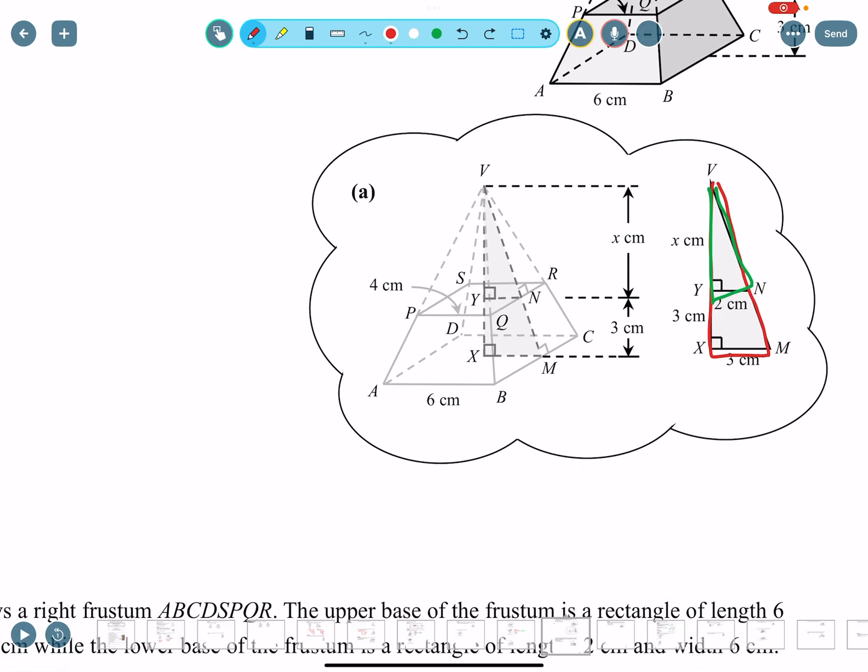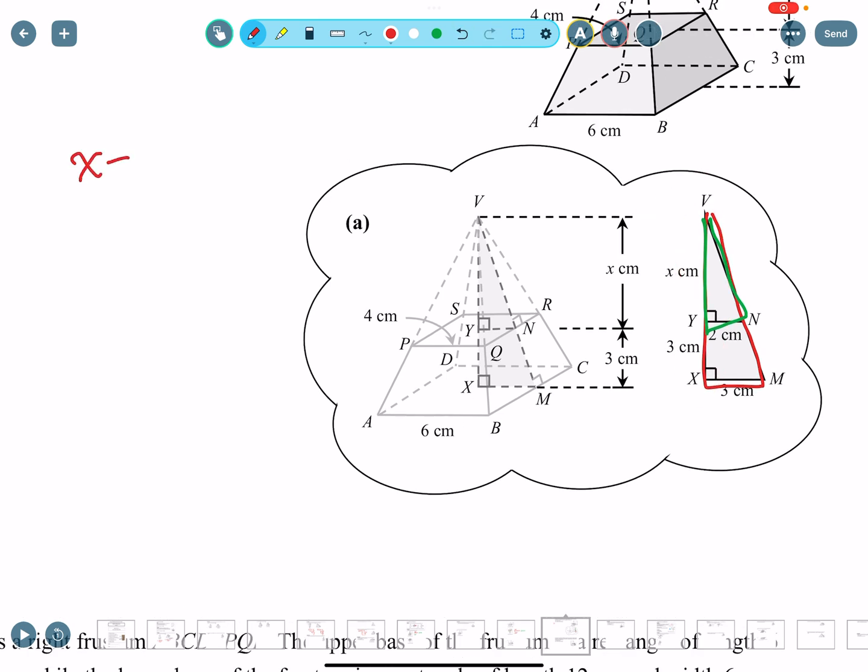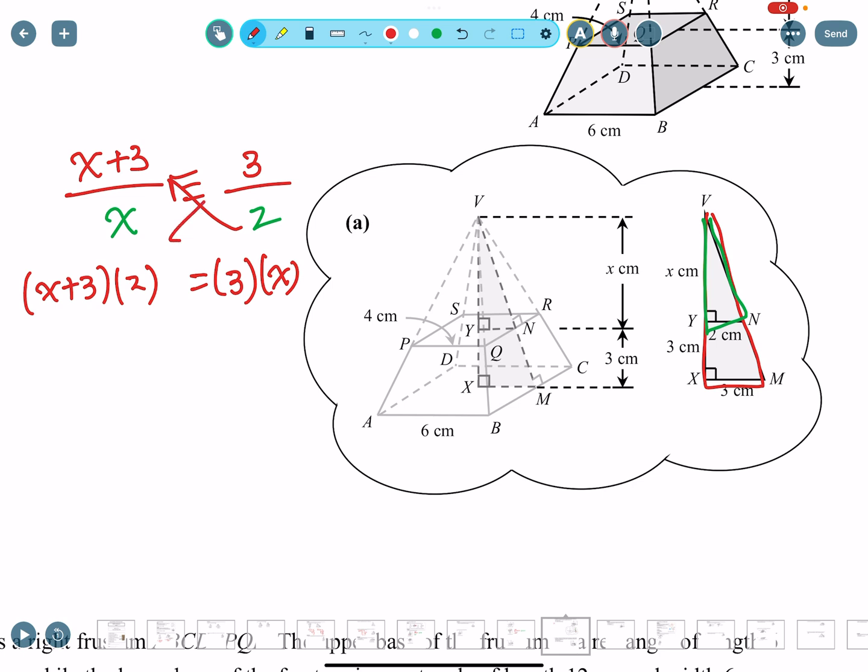Okay, so what we can do is, for the big triangle, it's having a height of x plus 3 divided by the smaller triangle's height, which is x, equals to the big triangle base over here is 3, and then divided by 2. So we gotta solve x this way, cross multiplication. X plus 3 times 2, 3 times x. So rainbow method is 2x plus 6 equals to 3x. Solve x, you would get x equals to 6.